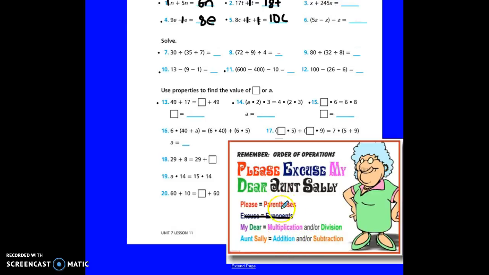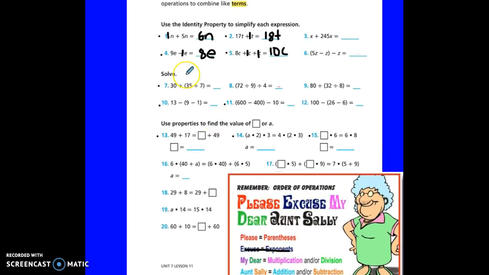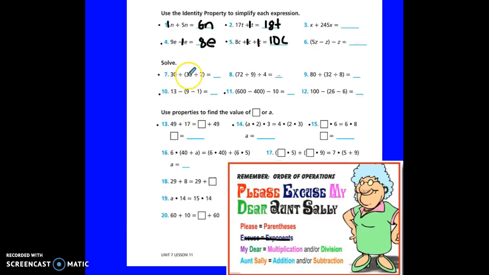So that just means we have to do these in this order. If our equation has parentheses in it, it has to go first. Then we would do any multiplication or division in our equation, and then lastly, addition or subtraction. You can't do addition first or subtraction first, or it wouldn't end up working. You have to do what's in the parentheses first. So let's go ahead and try solving a couple of these using that order of operations.